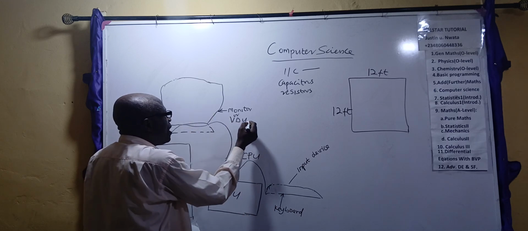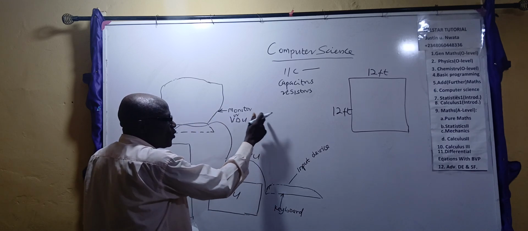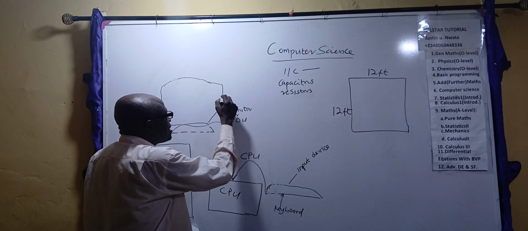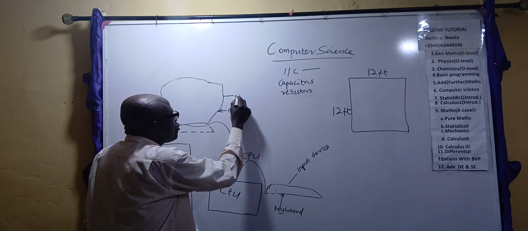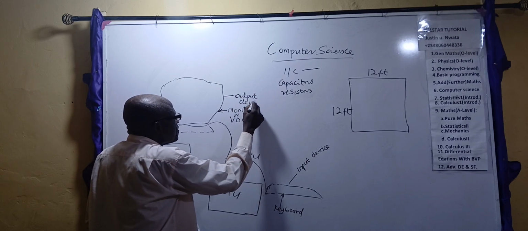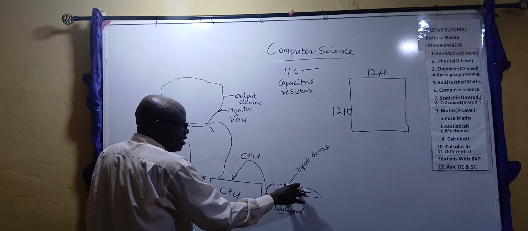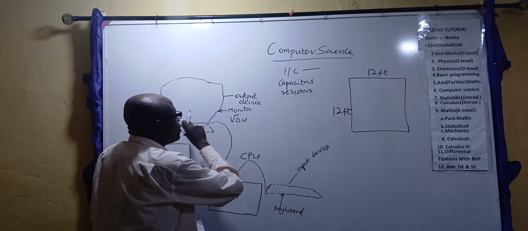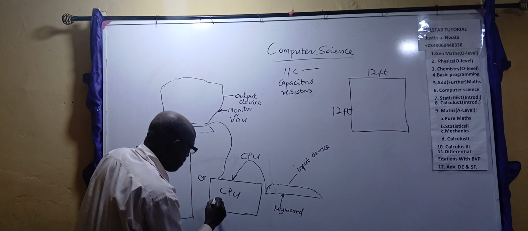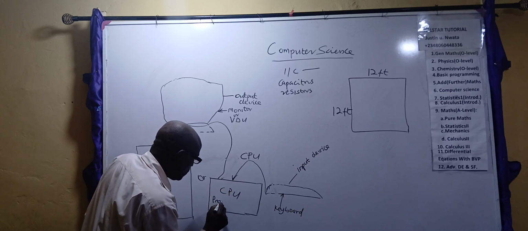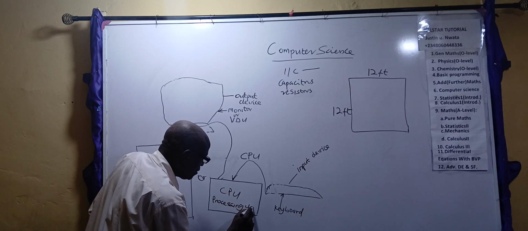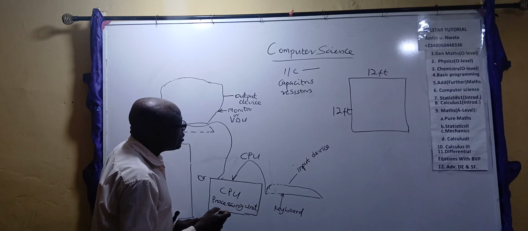Another name for monitor is Visual Display Unit, VDU, or monitor. So another general name for all this is the word output device. You give information here, this input device. You get reply here, output device. What goes on in this CPU is what we call the processing unit or processing section.